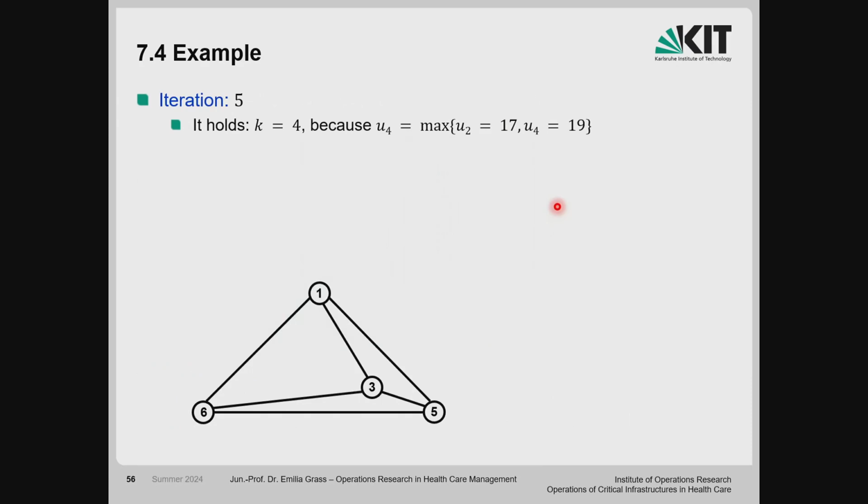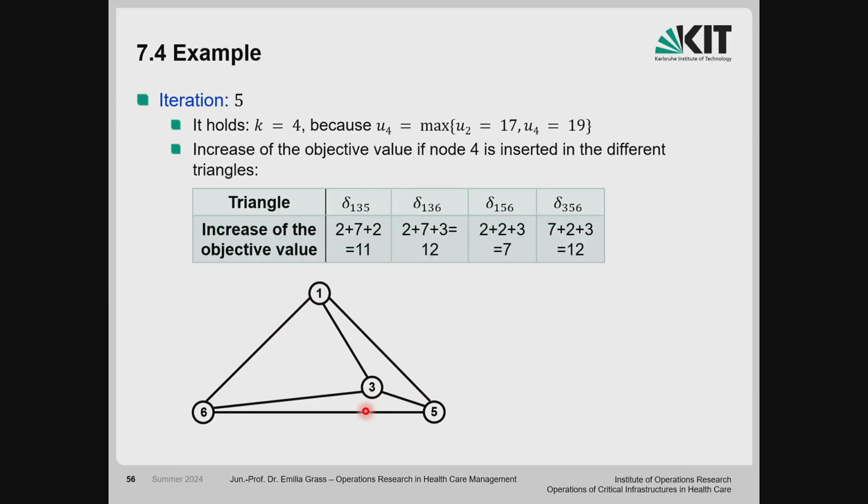And the question is now how to include it into this triangle, into this one, so include it in here, here, or here. So this is the question. And now we can check the objective function, how it will increase, if we include 4 into the triangle 1, 3, and 5.